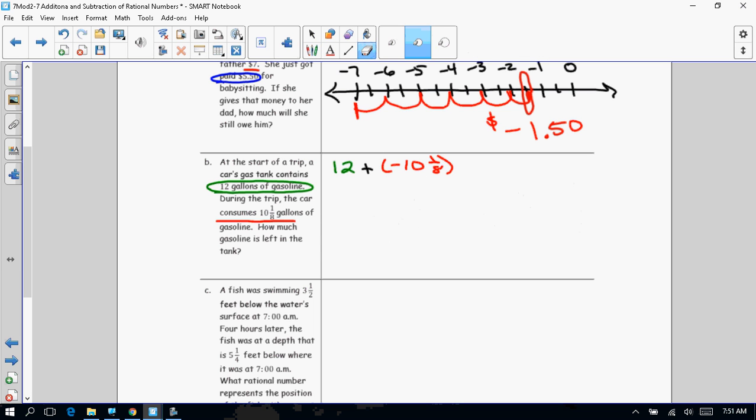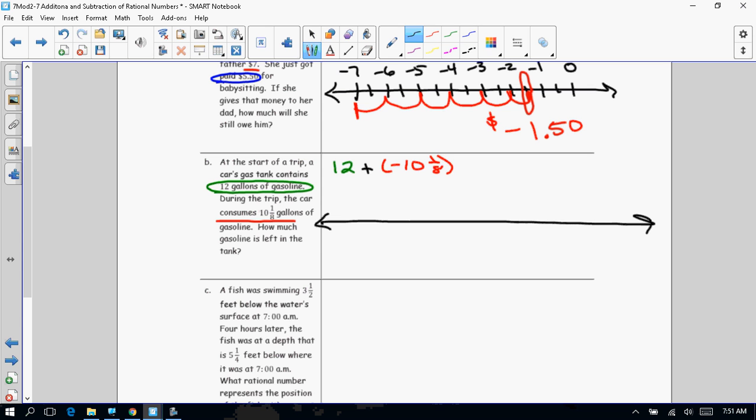Personally, I don't want to use a number line. I think it's a lot of work, but we'll get there. All right, I'm going to go 0, 1, 2, 3, 4, 5, 6, 7, 8, 9, 10, 11, 12. There we go. All right, I wrote them all in. So I start at 12, right? Starting way down here at 12.